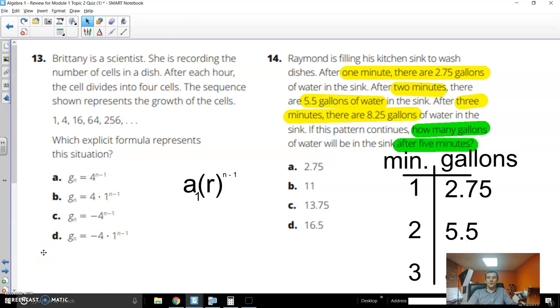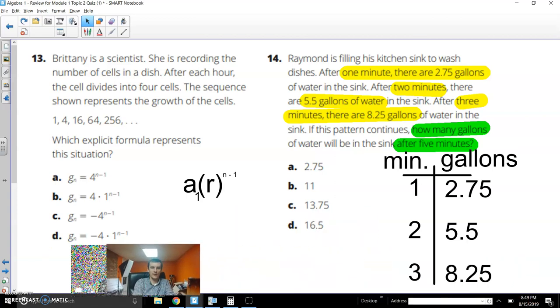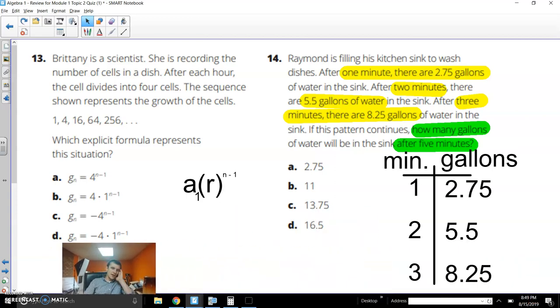Last one, Raymond's filling his kitchen sink, and they tell you how much water, in gallons, he has in the sink after 1 minute. Same thing with 2 minutes, same thing with 3 minutes. Let me move that out of the way so we can see. Here's a quick table of the minutes to gallons. What we're trying to do is figure out how many gallons of water will be in it after 5 minutes. You could just go ahead and recursively add that value on. That seems to be arithmetic, getting you to the next term.